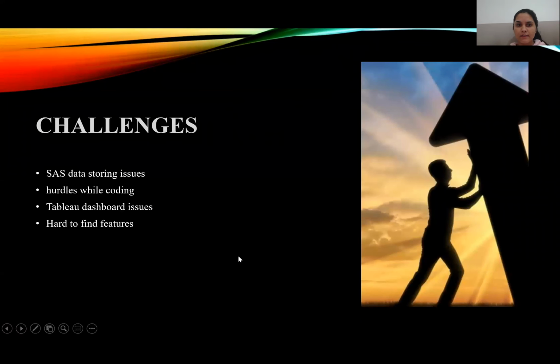And the second is challenges. Obviously, there are some challenges when we do any work. So I have also faced some challenges while working on the activities each week. The first is SAS. In SAS, I faced the issue of data storing, because when we perform any task on SAS, we cannot straight away save our data. So when we simply close that software, or by mistake close the software, all our data is gone.